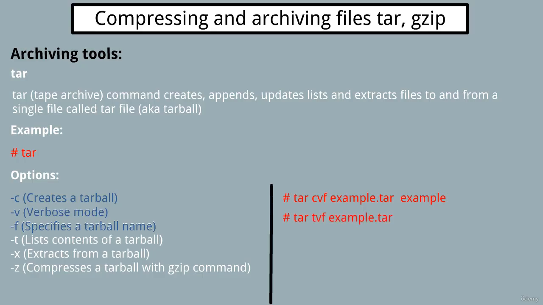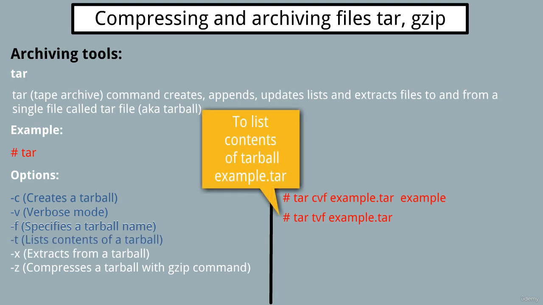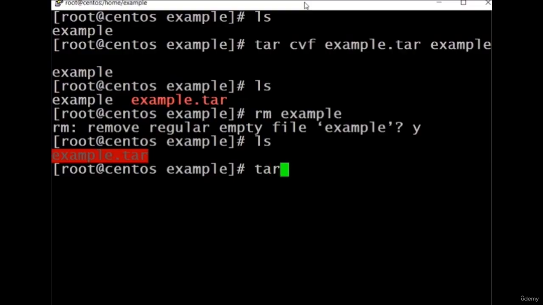When you run this command, it will only list the contents of the tarball example.tar. This is just to list the contents of what's in the tarball. It will not extract or do anything else. So let's run that and see what happens. tar tvf example.tar. Hit enter on that.